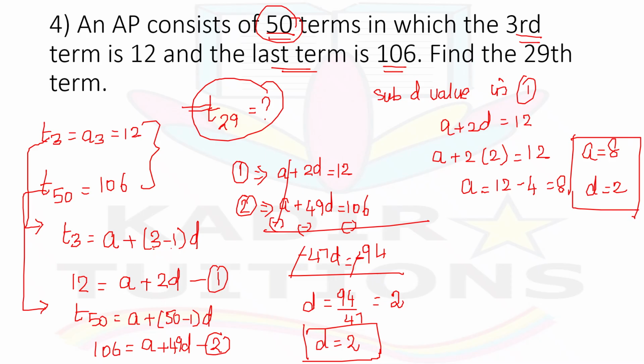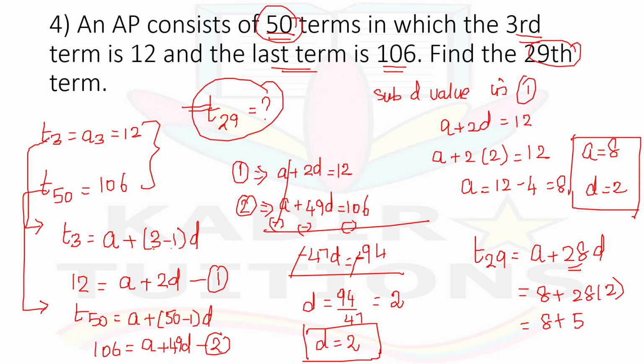But now we need to find the 29th term, right? So what is the formula for finding 29th term? T29 equal to A plus 28D. Why 28D? Because n minus 1, which is 29 minus 1. So over here A value is 8 and 28 into 2. And here 8 plus, and this is going to be 56. So our answer is going to be 64. So what is the value of 29th term? It is 64. So this is the answer for this problem.